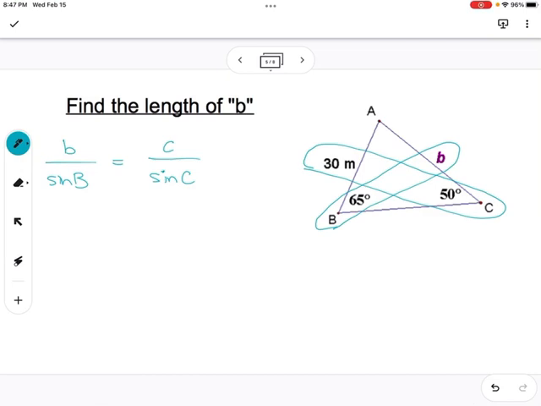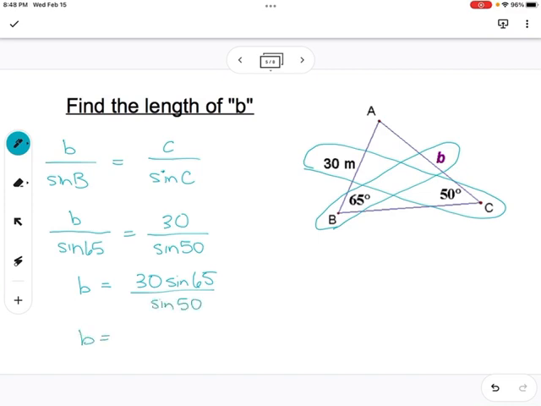We don't know side B, so that'll stay. Sine angle B is 65 degrees. Side C is 30 meters over sine, and our angle C is 50 degrees. Again, we want to solve for side B. We're going to move the divide by sine 65 to the other side, and it will become multiply. So B equals 30 times sine 65 divided by sine 50.